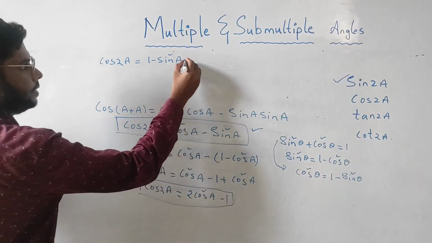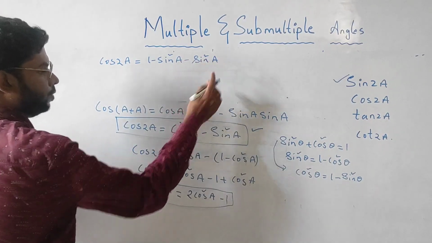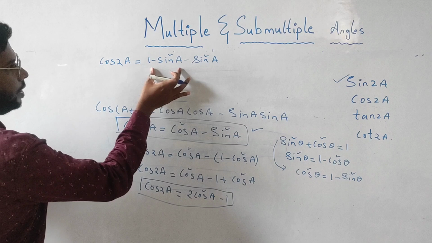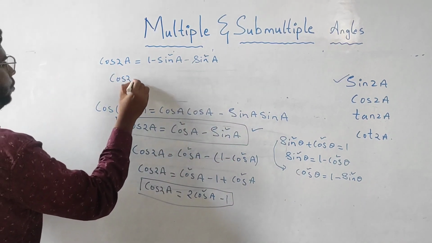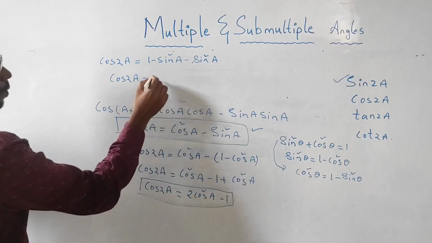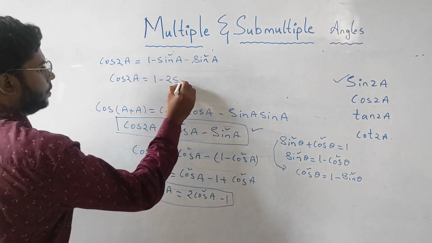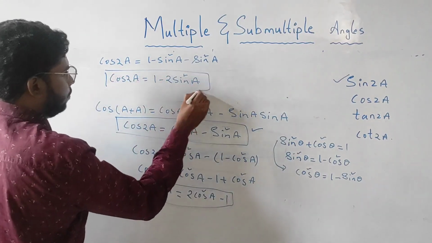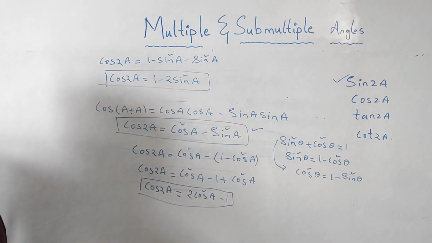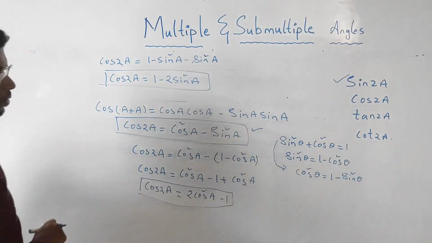Now this minus as it is, and this is minus sin square a. Understood? In the place of cos square a, I have written 1 minus sin square a, and the sin square is as it is. So what will it be? Cos 2a equal to 1 minus sin square a minus sin square a, which is 1 minus 2 sin square a. So this is another formula of cos 2a.